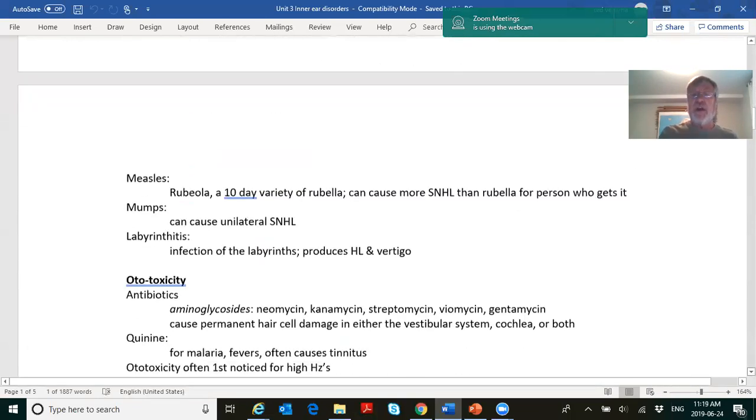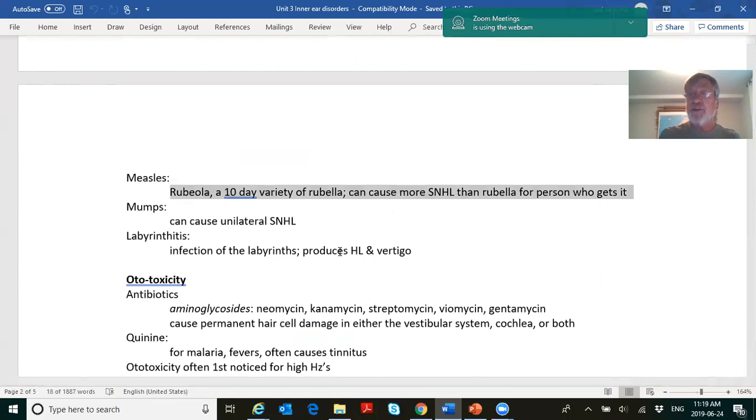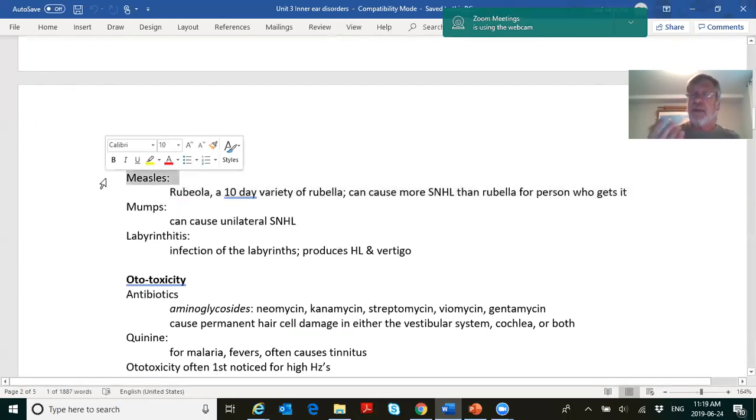Another disease that may not cause total deafness but will be a pain in the ear will be measles. A variety of it, rubeola, a 10-day variety, can cause more sensory neural loss than rubella for the person who gets it. So measles are of different types. You may have heard there's been outbreaks of measles lately, people not getting vaccines anymore. Anyway, don't feel you have to memorize all of this, but just realize that measles can cause sensory neural loss.